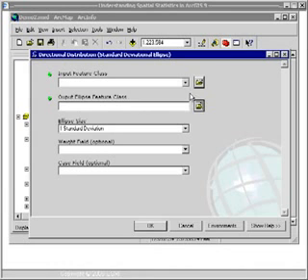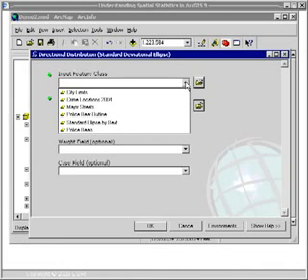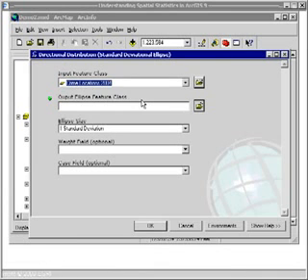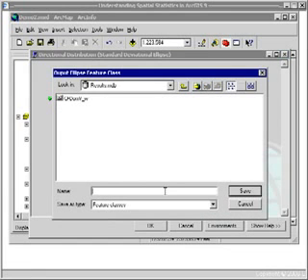Now for my input, I'm going to use the Crimes 2004, which is my point features of all my crime instances. My output ellipse, I'm going to save in that same geodatabase, and I'm just going to call it standard deviation ellipse.